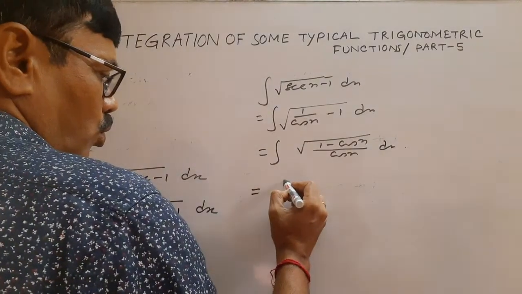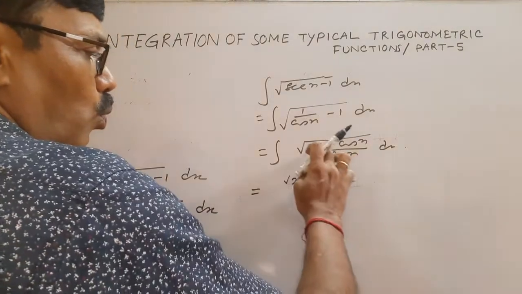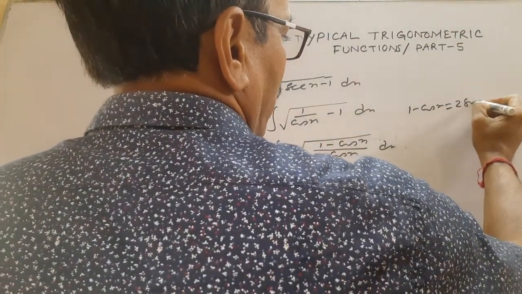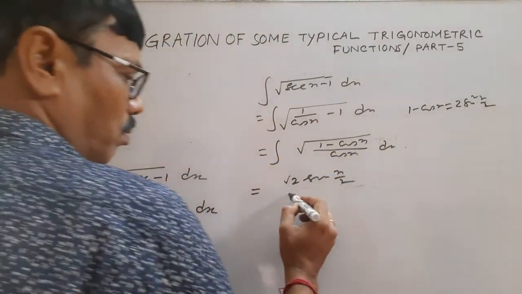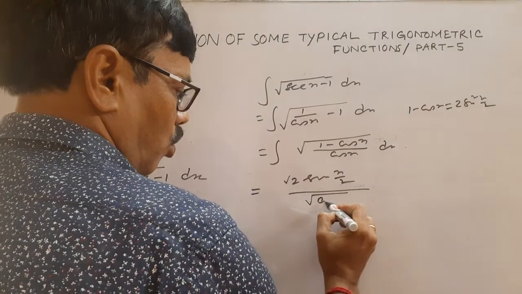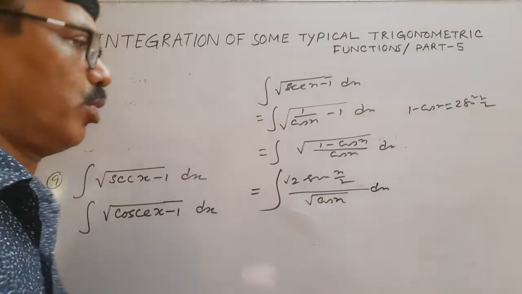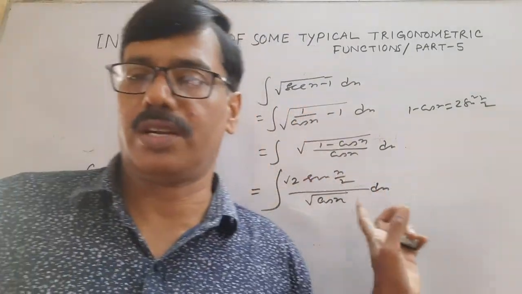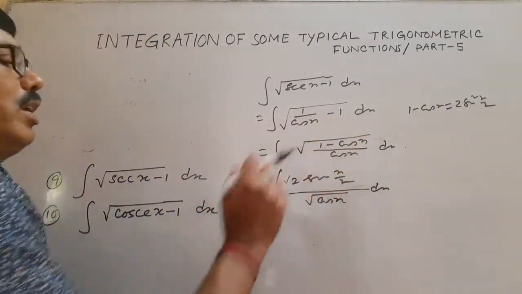So 1 minus cos x is 2 sin square x by 2, so root 2 sin x by 2 by root over cos x dx. We suppose that x is in the first quadrant if no restriction is given. That is why we are taking only the plus sign.